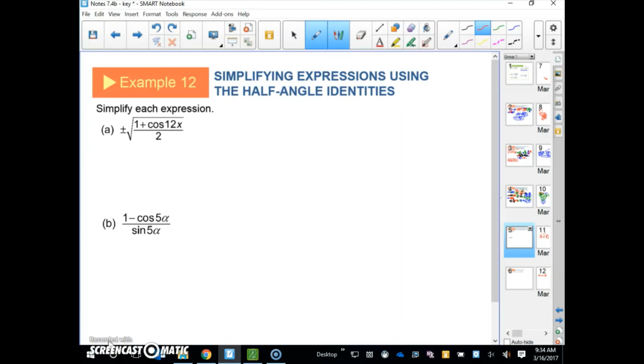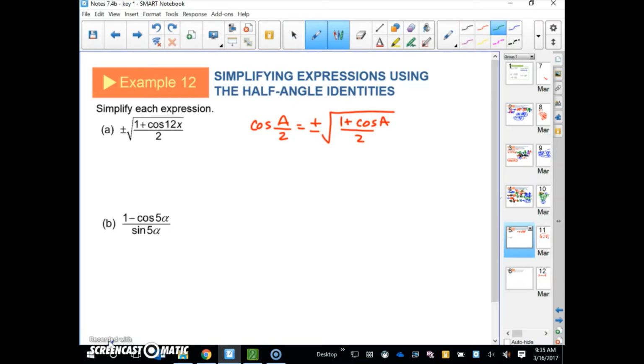Example 12, simplify each expression. What you want to do is try and look for the identity that looks like this. Okay? So when I look at part A, it says plus or minus square root of 1 plus cosine 12x over 2. Try to find the identity. Look at your formula sheet or look on the board and try to find the identity that looks like that. And you should be able to come up with the one that says cosine A over 2 equals plus or minus square root of 1 plus cosine A over 2. Okay? That's the one that looks like it.